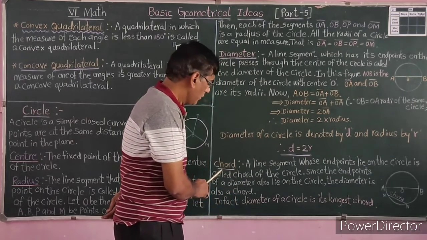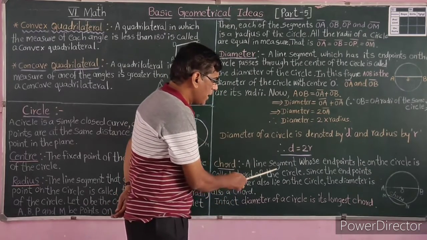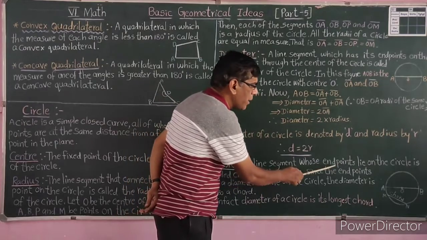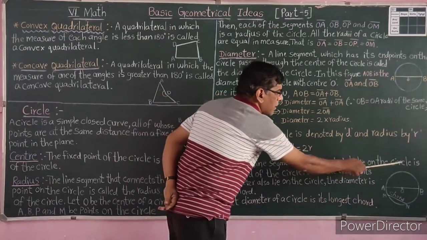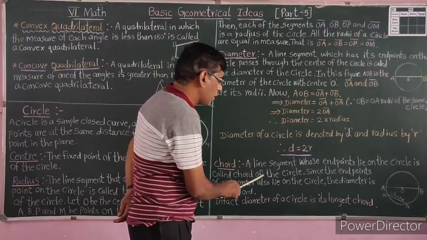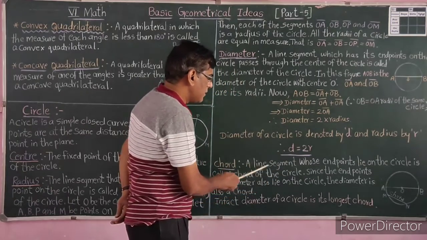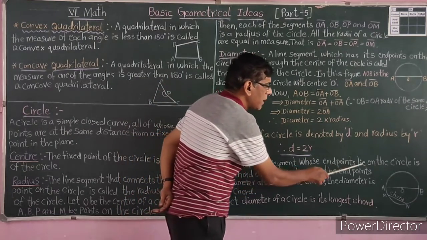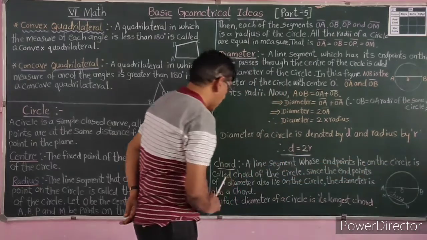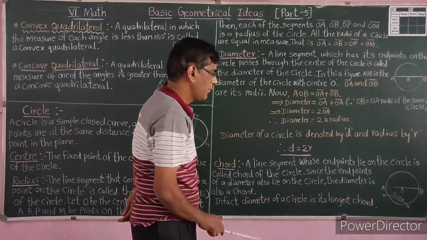The last one here is chord. A line segment whose endpoints lie on the circle is called a chord of the circle.